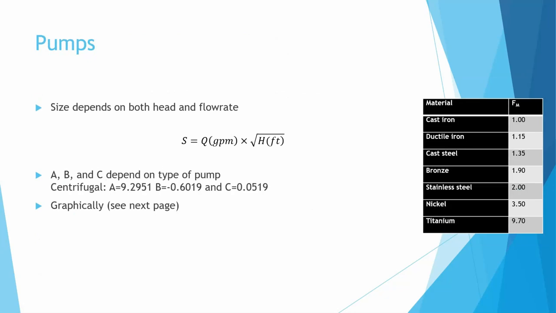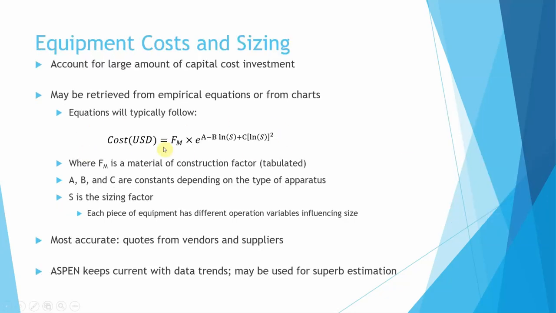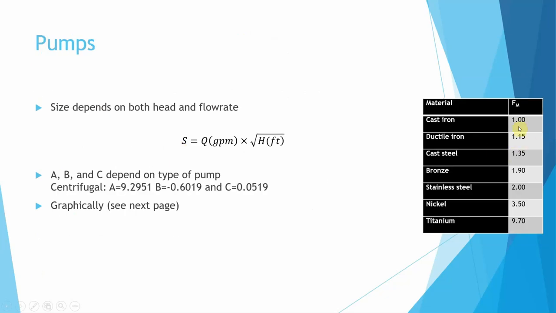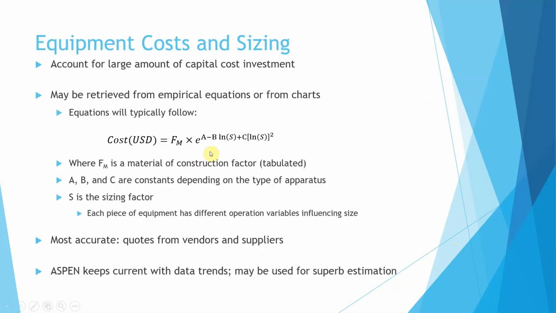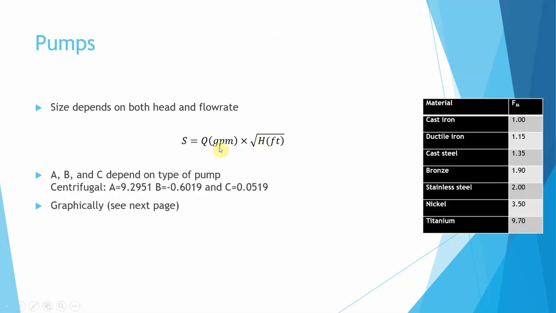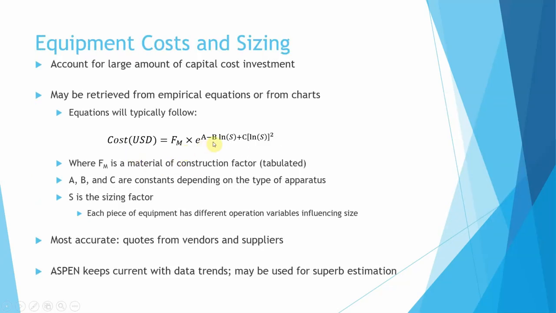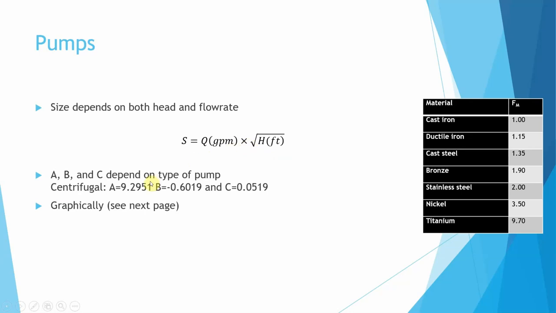Okay, so let's look at pumps. The material factor for pumps, again, is going to follow this equation here. So this F sub M is going to have a different value for different materials. The S here is embedded in the ln, and is going to be the flow rate in gallons per minute times the head in feet, square rooted. And the coefficients A, B, and C for a centrifugal pump, for example, will be these.